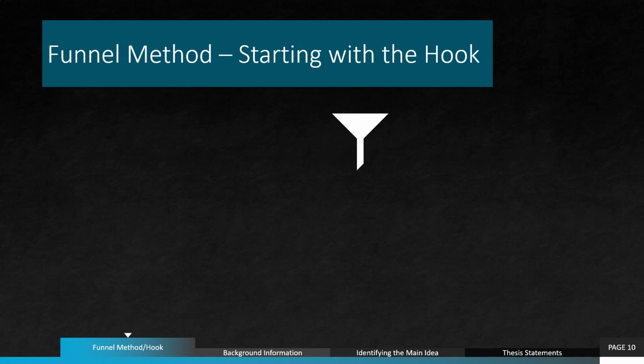Well, an introduction also follows the same method by moving from the general to more specific. At the beginning of your introduction, you start with a generalized statement, and we call this statement the hook. The hook is there to grab your reader's attention, to make them interested in what you're going to say, so that they want to continue reading.